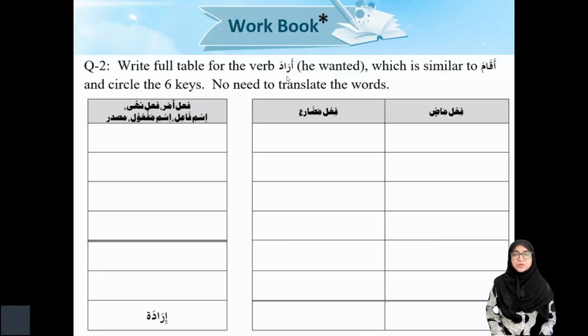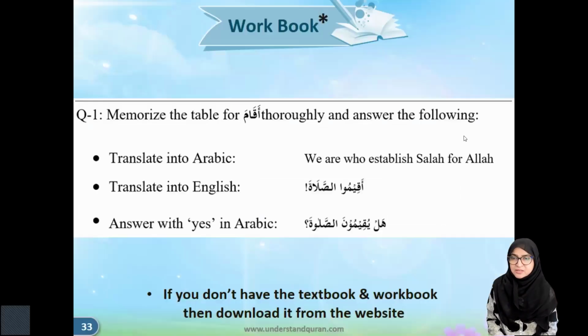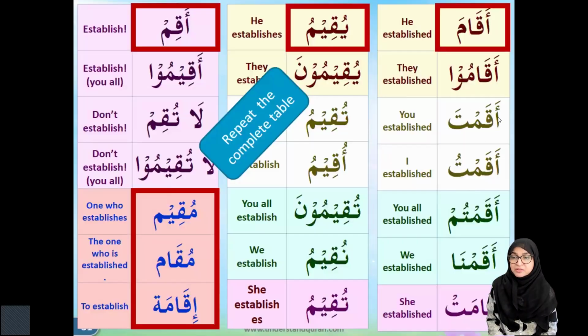We did aqama. The other word for you to do is arada. Aqama, arada. Arada means he wanted. So let's practice this. Here, arada, aradu, aradat, aratta, arattu. So this is the difference. Like I said, let me go back. So I said aqama, aqamu, aqamat.